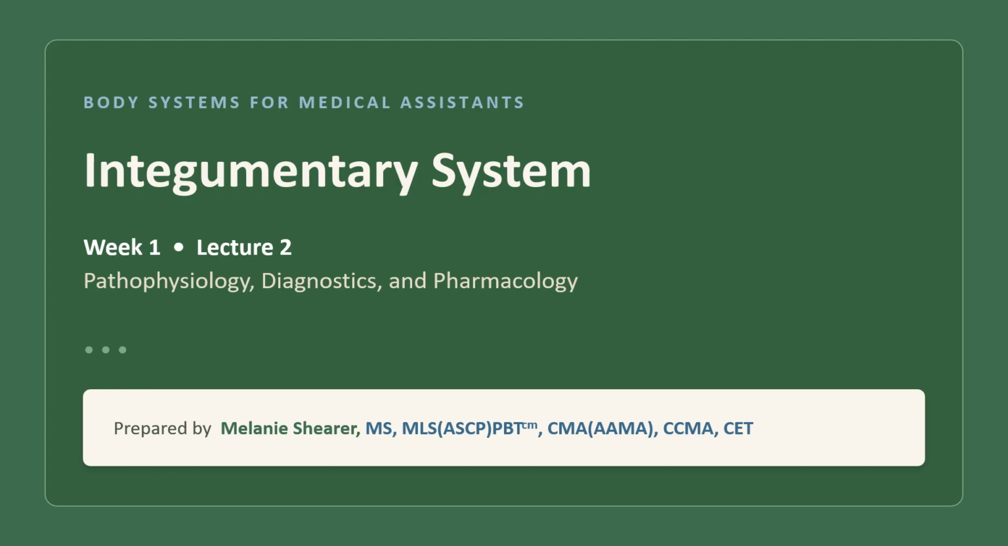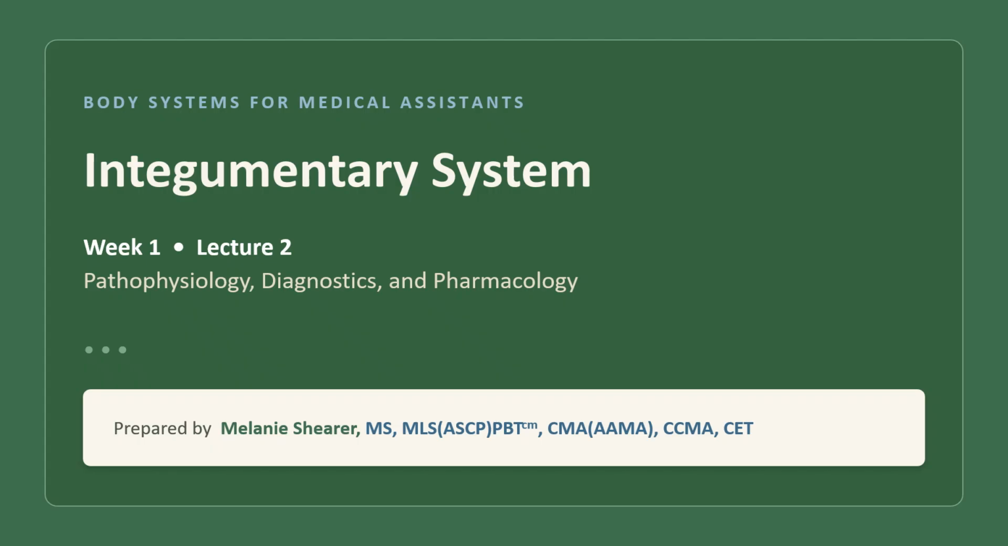Welcome back to the integumentary system. In Lecture 1, we built the anatomy and physiology of the skin, the three layers, the accessory structures, how the skin changes across the lifespan. Today, in Lecture 2, we turn to what goes wrong and what we do about it.